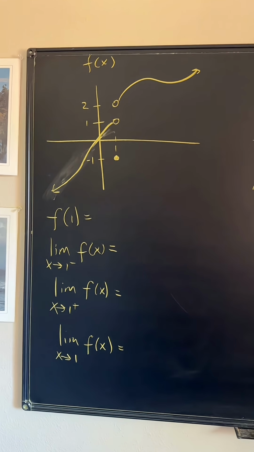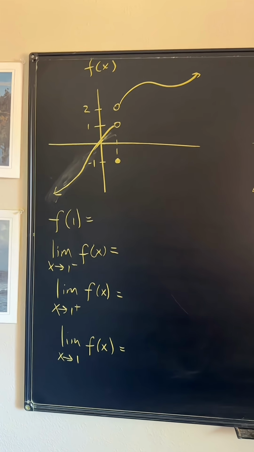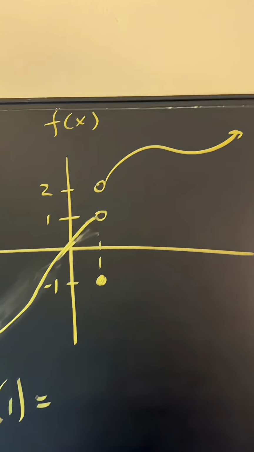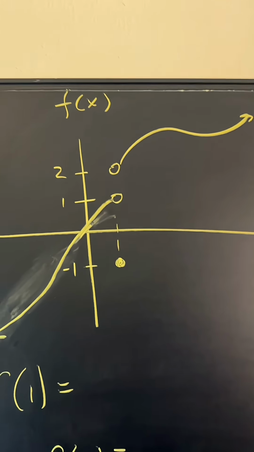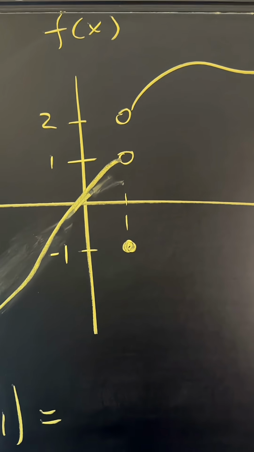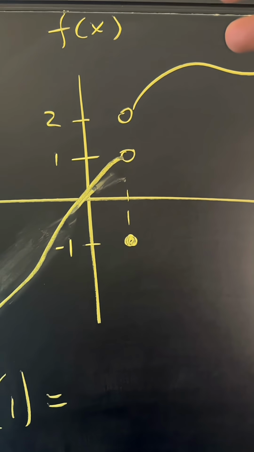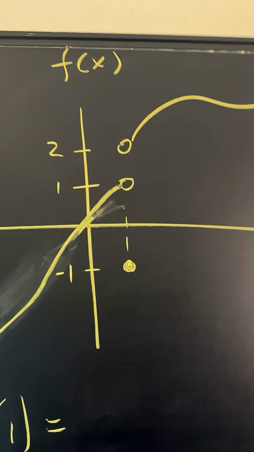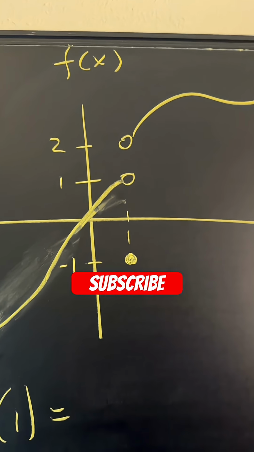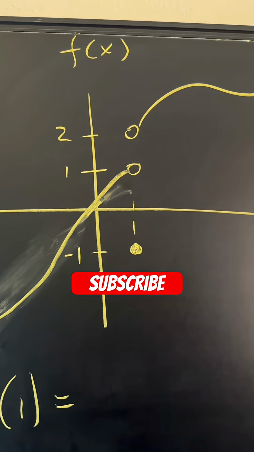What exactly is a limit? Well, I want you to start thinking about what happens as you approach something. What happens as you get really, really close to the function? You're not necessarily touching the function, you're not necessarily touching a point, you're just getting really, really close to it. And that's the essence of what a limit is.